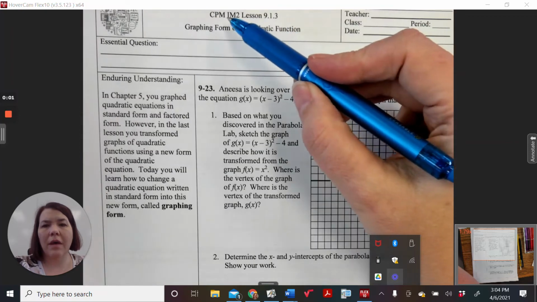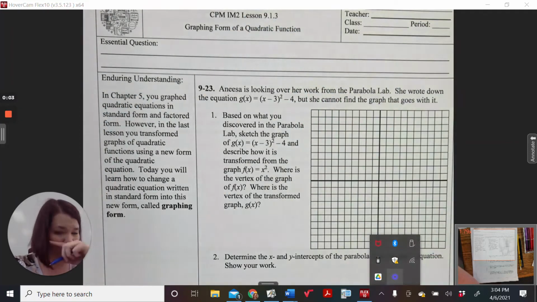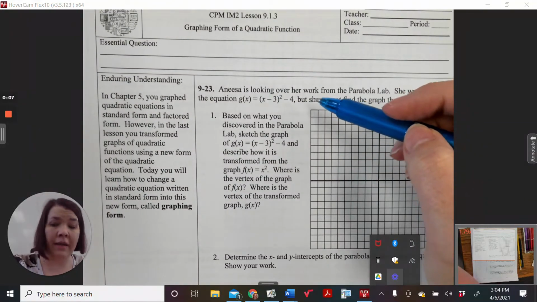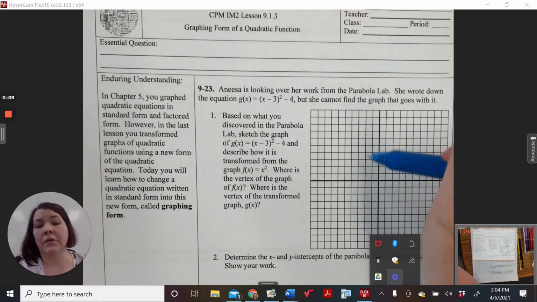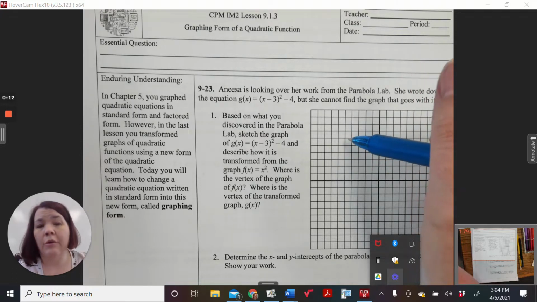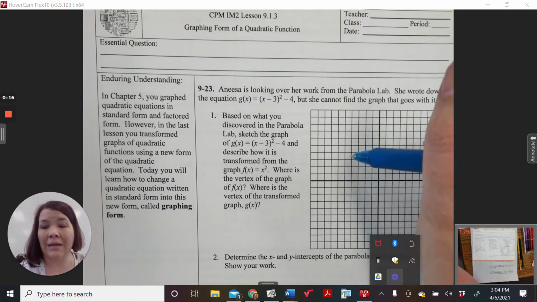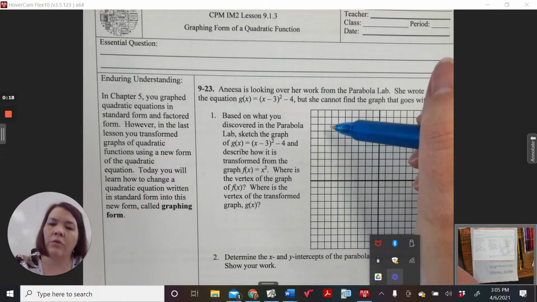So this is Math 2, Lesson 913. Before doing this lesson, make sure you know how to graph by hand. There is a graph by hand lesson. Make sure you do that first. We will graph by hand in person, but it's important to practice. It's much harder to do this lesson without that in your tool bag.